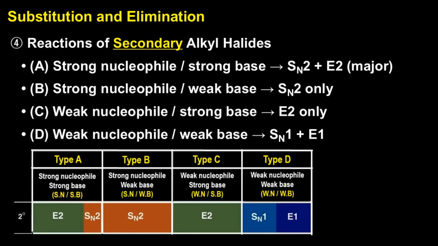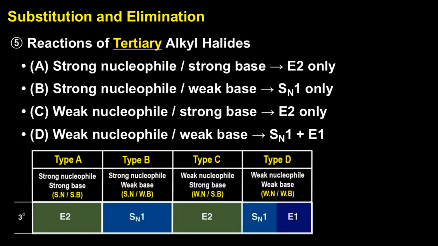So here's the key. With secondary substrates, no single factor is enough. You have to consider base strength, nucleophilicity, solvent, and even temperature to predict which mechanism will take over. Finally, let's talk about tertiary alkyl halides. These are just far too bulky for any kind of backside attack, so SN2 is off the table.